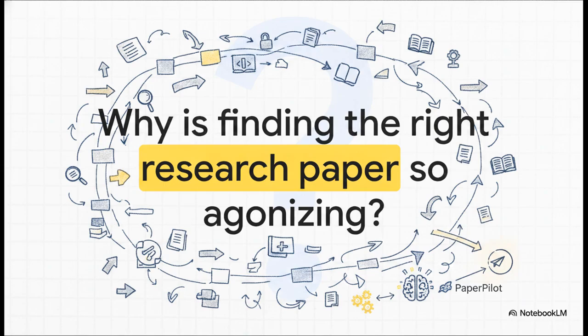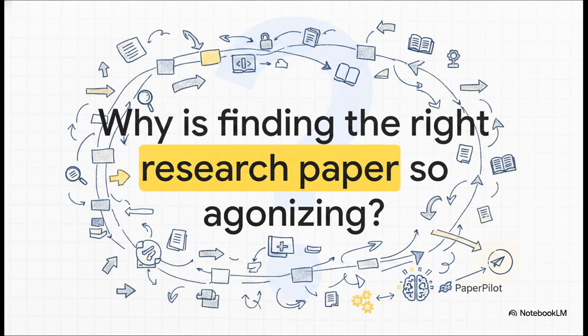So let's just start by addressing a frustration we all share. Why is finding that one perfect research paper so incredibly agonizing? We all know that scientific literature search is literally never a simple one-and-done query. It's a messy, iterative, totally exhausting rabbit hole.